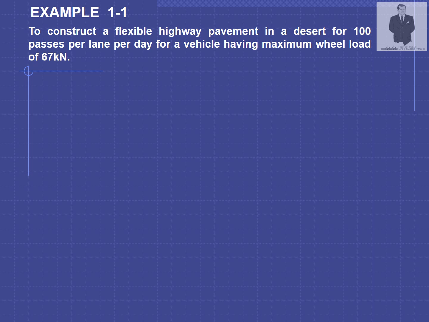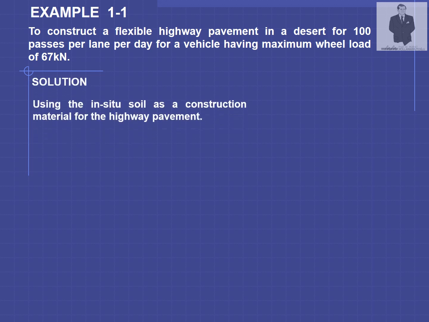In this project, it was planned to construct a flexible highway pavement in a desert, 400 passes per lane per day, for a vehicle with maximum wheel load of 67 kilonewton. The geotechnical engineer responsible for this project carefully studied the case and decided that the best possible and economical way was to use in situ soil as a construction material.